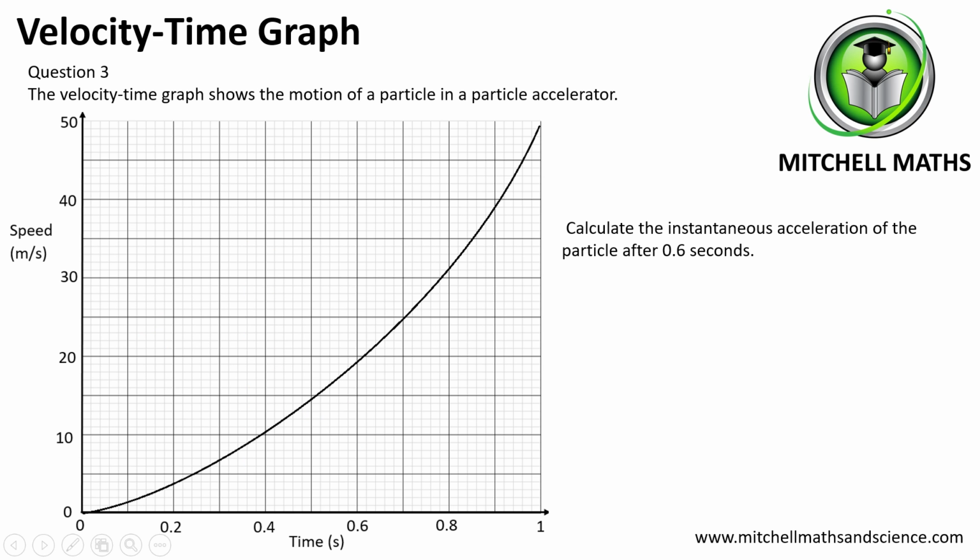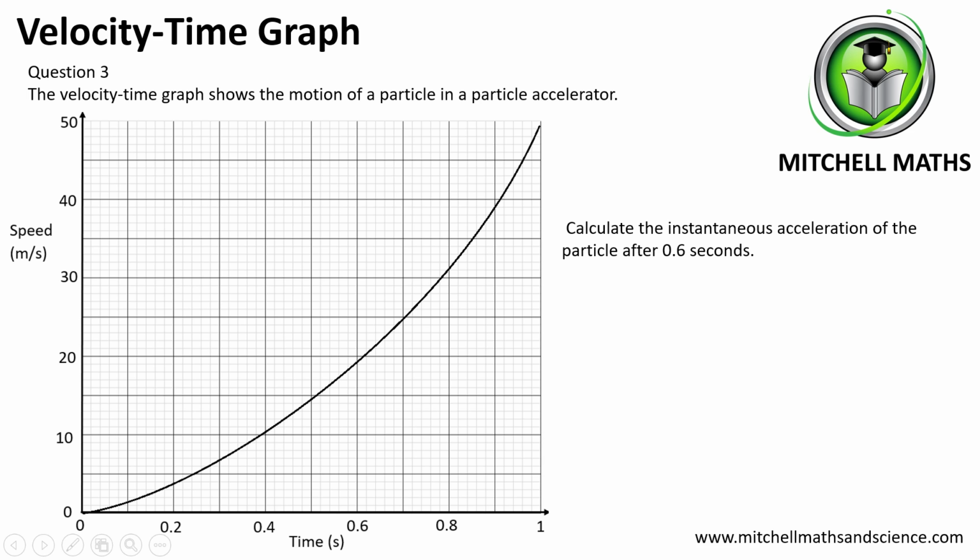Now in this next question, we want to find the instantaneous acceleration of a particle at 0.6 seconds. What makes this hard is that the acceleration is changing. We can see the acceleration is actually increasing because it's curving upwards. And because the acceleration is changing, it's very hard to calculate the gradient.